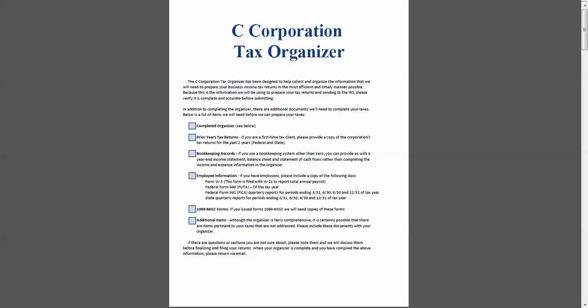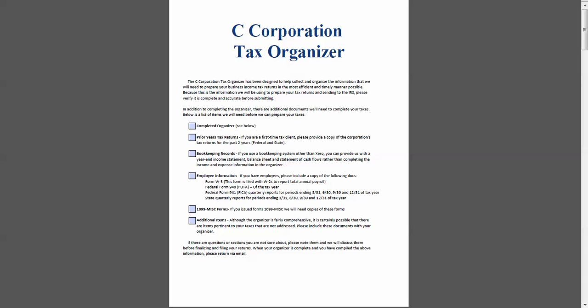I want to spend the next few minutes going over the C Corporation Tax Organizer. The purpose of this organizer is to not only help us organize all of your tax information for your business, but to also help you organize your information and tax documents on your end. This will allow us to prepare your business tax return in the most efficient and timely manner.